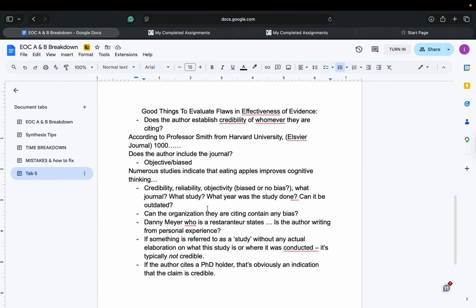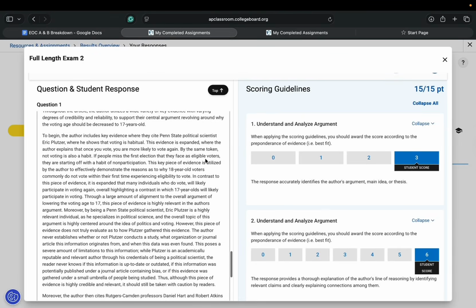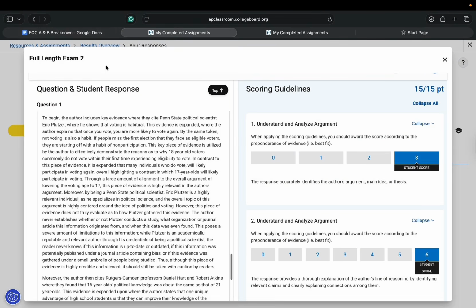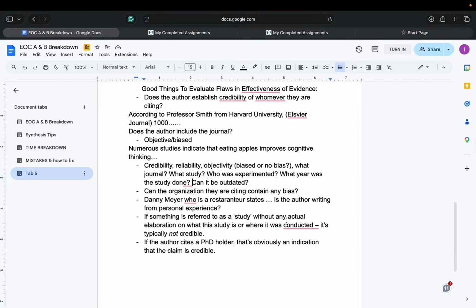Another thing: who was experimented on? Did they ever include that? What year was this done? It could have been done in 1982, and you would never know. So always think outside the box. Pull random stuff out. Make sure you have at least 12 sentences for each piece of evidence, because that'll really get you a 6 on row 3.